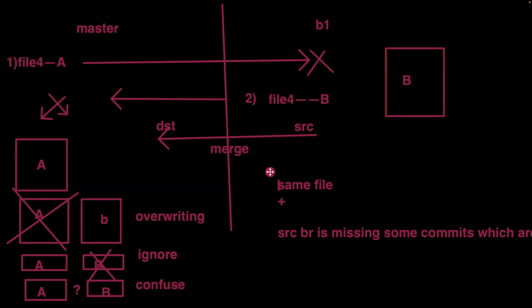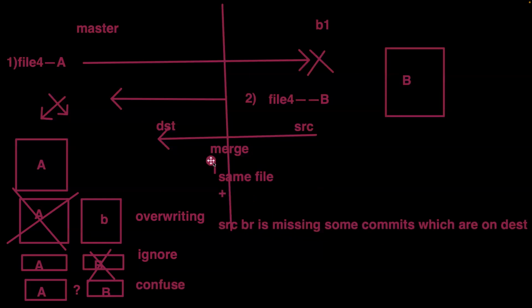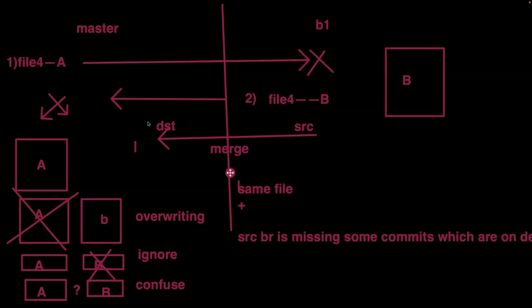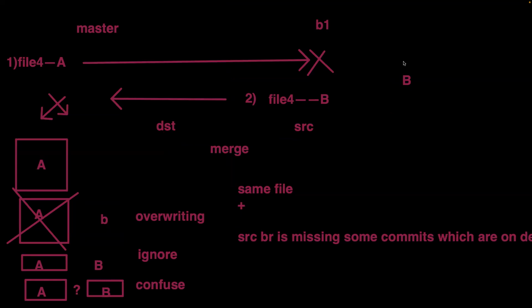Which commit is it missing? File4 commits. Both are the same file, file4. Which commit is the source missing? Source is missing commit B, and the destination is missing commit A. Some commit A is made that's not there on B1. Source is missing commit B, and vice versa, commit A is there on destination, and hence you are getting a conflict.